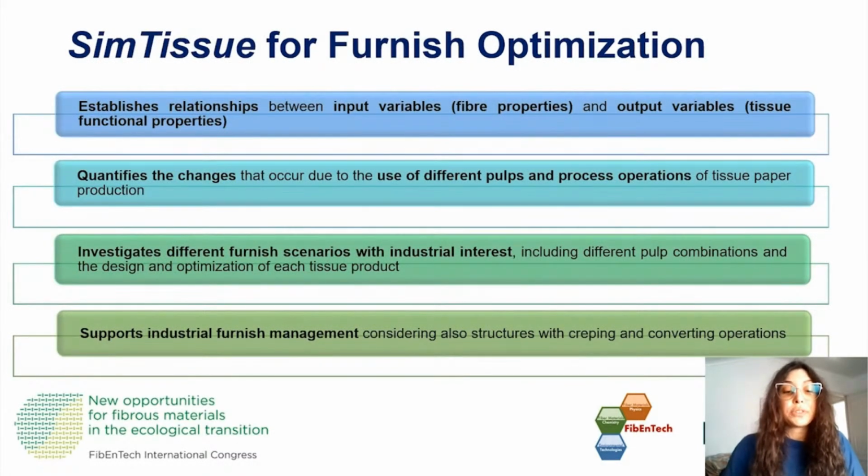So, the SEAM Tissue establishes relationships between input variables of fiber properties and output variables of tissue functional properties, quantifies the changes that occur due to the use of different pulps and process operations of tissue paper production, and investigates different furnish scenarios with industrial interest, including different pulp combinations, and the design and optimization of each tissue product. Finally, the SEAM Tissue supports industrial furnish management, considering also structures with scraping and converting operations.